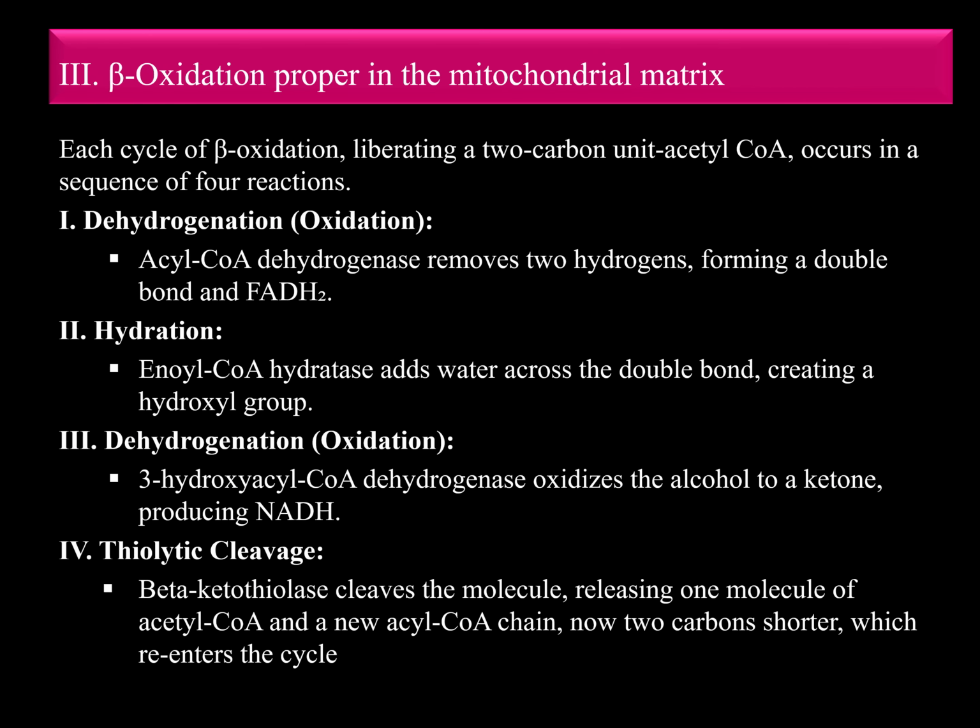Now we study the beta oxidation proper, which happens in the mitochondrial matrix. Beta oxidation occurs as a repeating cycle. The cycle shortens the fatty acid chain by 2 carbons and produces 1 acetyl-CoA during this cycle. NADH and FADH2 are also produced, which later generate ATP in the electron transport chain. So beta oxidation produces energy in two ways: directly by forming acetyl-CoA and indirectly by forming NADH and FADH2.